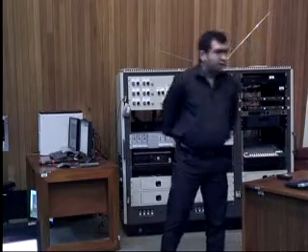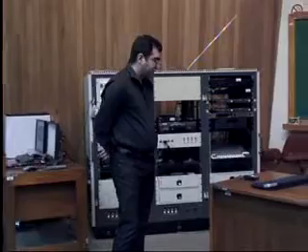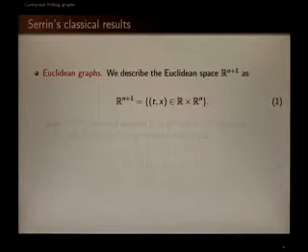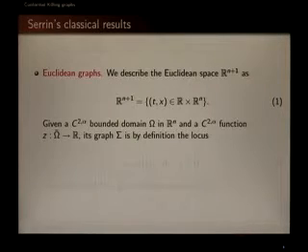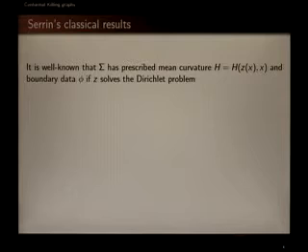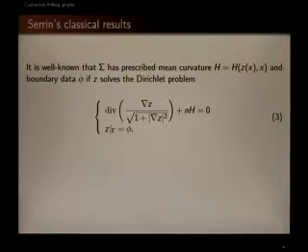Let me recall the classical results of James Serrin about graphs. The first one is modeled in the Euclidean space, and you think of the Euclidean space as a product space with fiber R. Given a domain in the second factor R^n, you define a function z in this domain, and then the graph of this regular function is a hypersurface. Of course, this vertical field is Killing and generates translations, and this graph has prescribed curvature H and boundary given by phi if and only if z solves this quasi-linear elliptic equation.